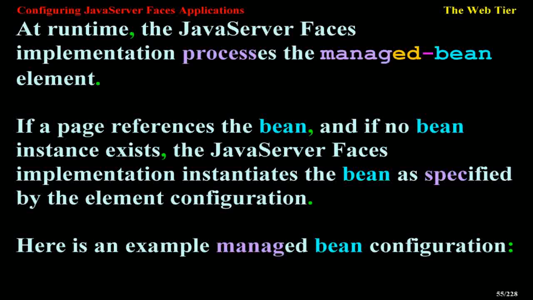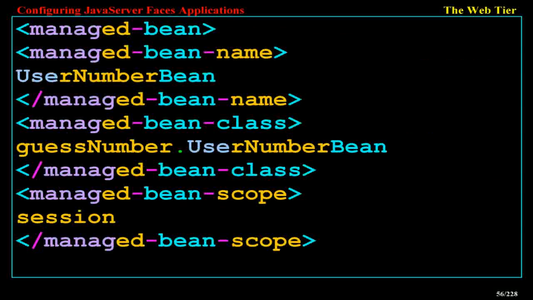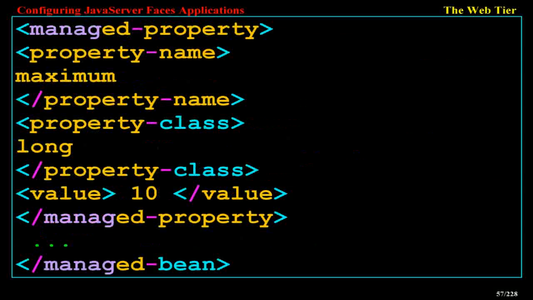Here is an example managed bean configuration. Managed bean name: UserNumberBean. Managed bean class: guessnumber.UserNumberBean. Managed bean scope: session. Managed property, property name: maximum. Property class: Long. Value: 10. End value, managed property, managed bean.